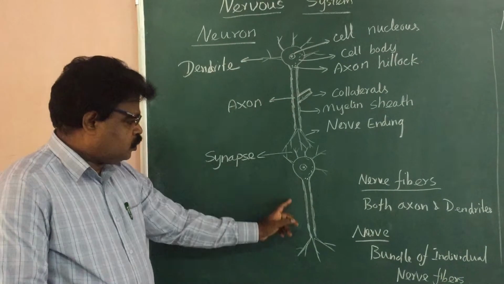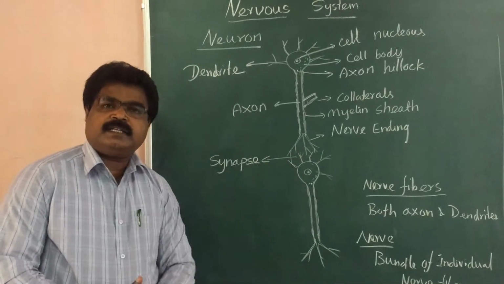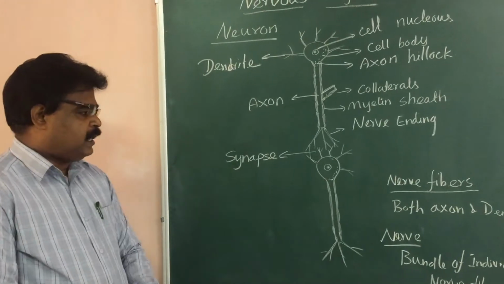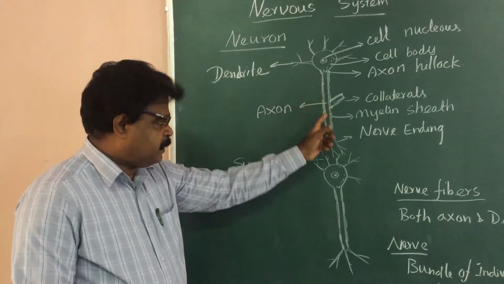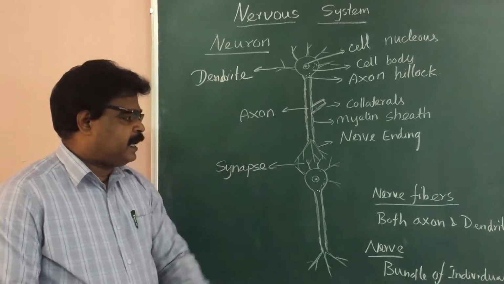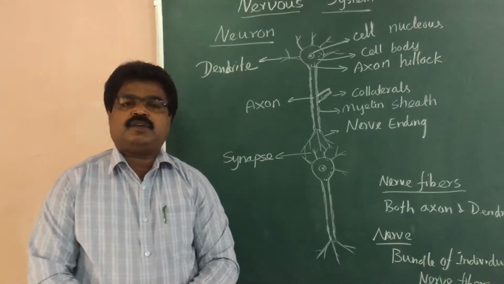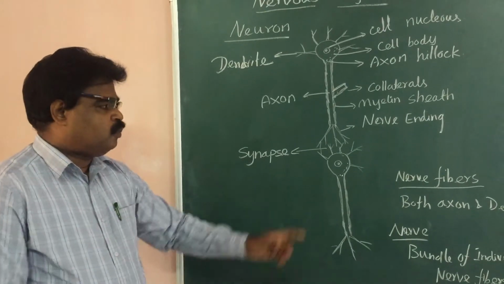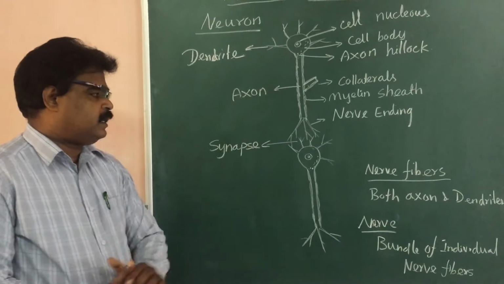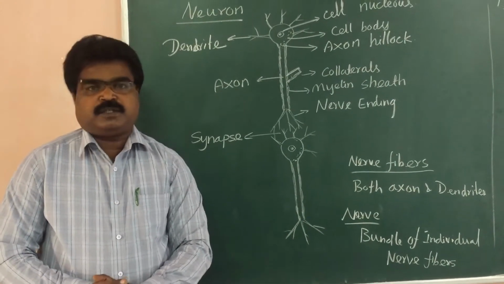Here two neurons are shown in this diagram. The interconnection of two neurons is called a synapse. Both the axon, the long transmitting fiber, and the dendrites, where the inputs are given into the neuron, are called nerve fiber. The bundle of individual nerve fibers is called a nerve. So what is meant by nerve fiber? The dendrites and axon put together are called nerve fiber, and a bundle of individual nerve fibers is called a nerve.